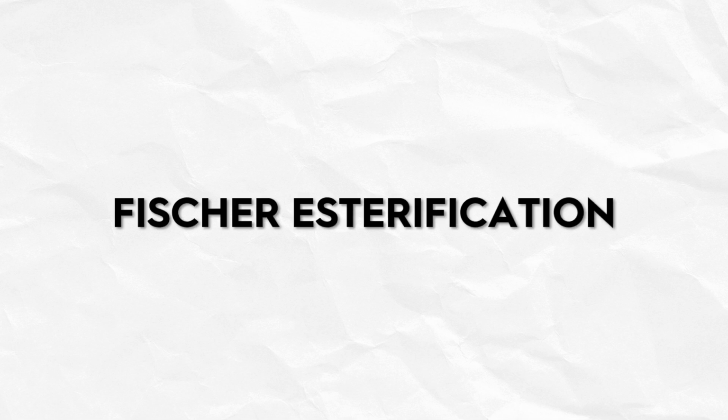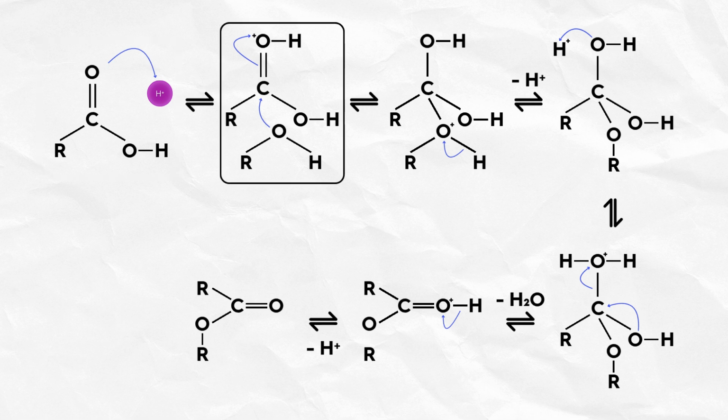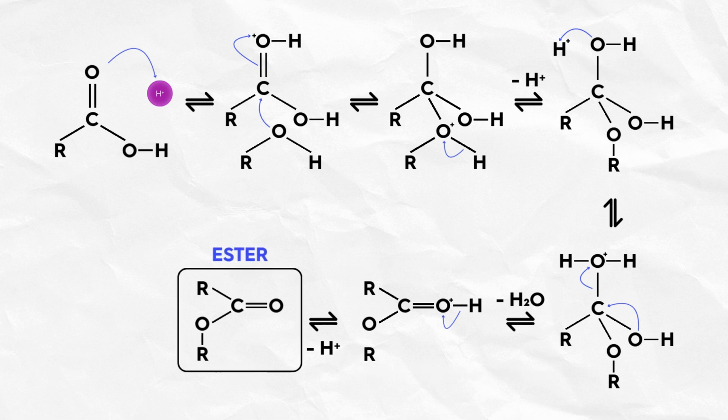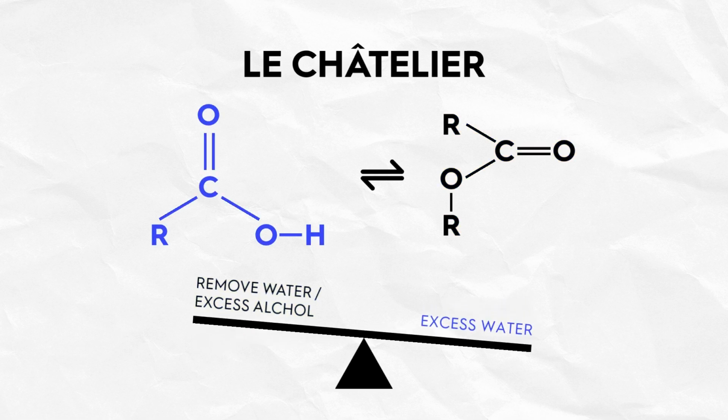Now let's see the classic, Fischer. Fischer esterification is acid-catalyzed and reversible. Protonate the carbonyl, let the alcohol attack, then after proton transfers, water leaves to give the ester. Use excess alcohol or remove water to push toward ester. Excess water drives it back.